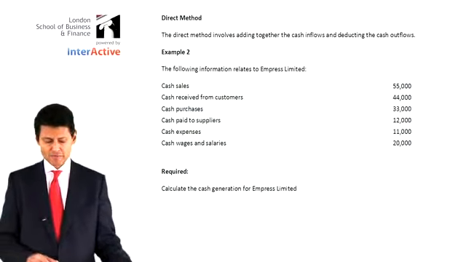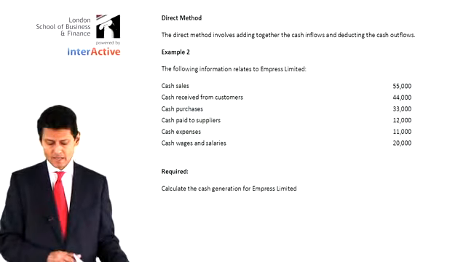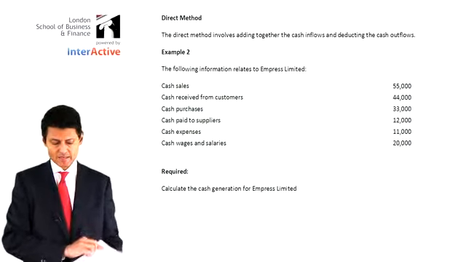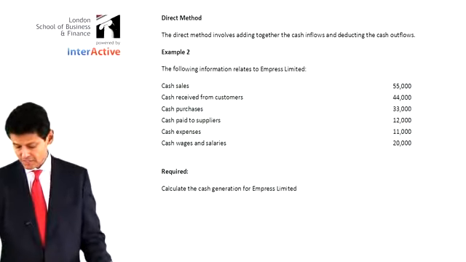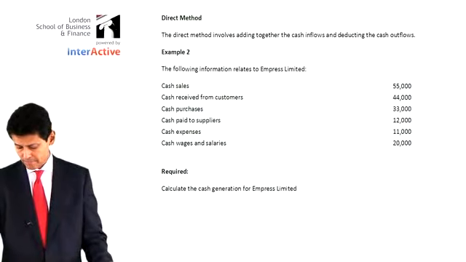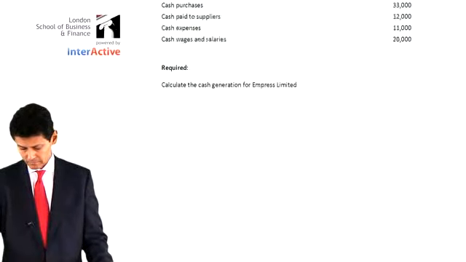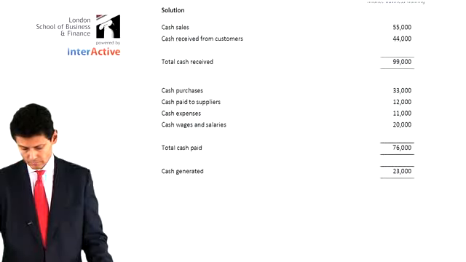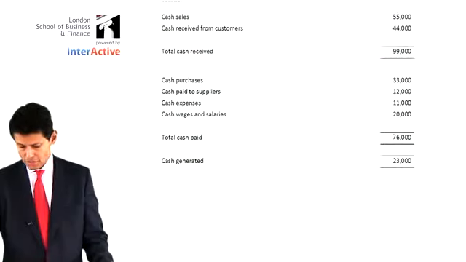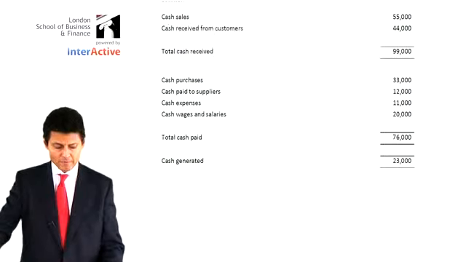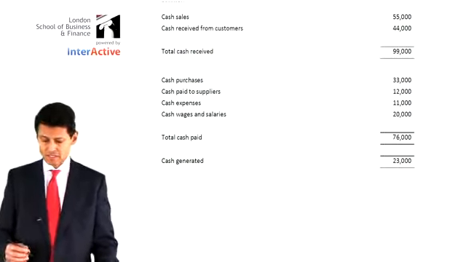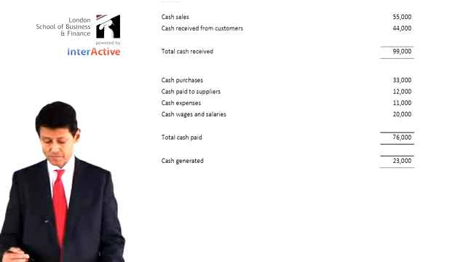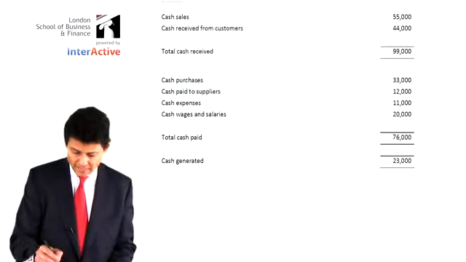Calculate the cash generated for this company called Empress Limited. So let's go off and look at the answer direct to save you a bit of time. Solution. Cash sales. You remember from the previous question, that is 55, and the cash received from customers is 44. So I'm going to do a nice big inflows here. Do you agree these are inflows?